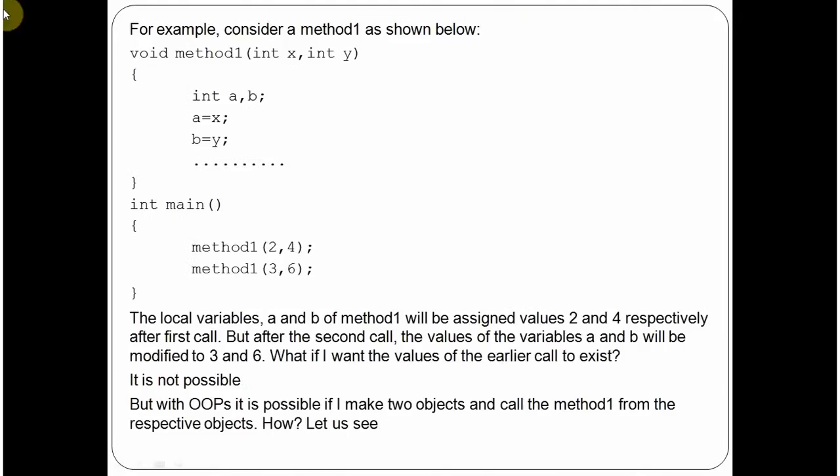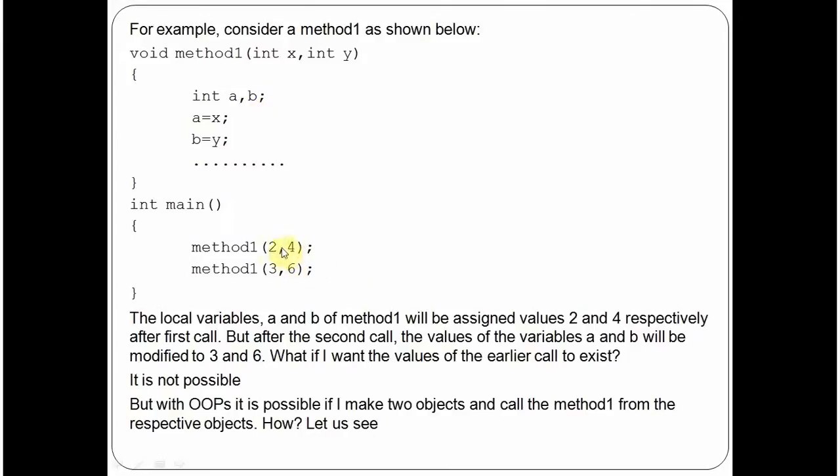The answer is here. This is a small function. I'm calling it method 1. It comprises two local variables A and B. Now the problem is that when you invoke this method 1 with two values like 2 and 4, 2 and 4 will be assigned to the variables A and B, right? When you invoke the same method afterwards with some other values, the previous values assigned to A and B will be overwritten by the subsequent values.